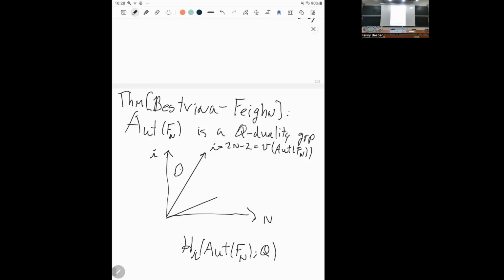And then here's another line, and this is the range n equals (5i + 1)/4. For any values below this line, we're going to have that the homology is 0. And this is by work due to Serre and Galatius.